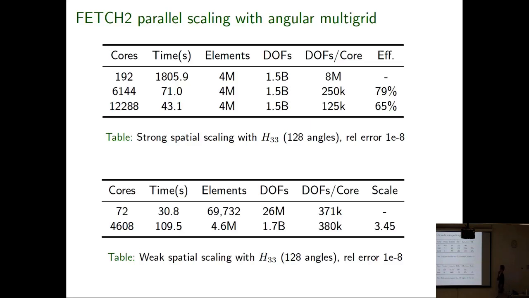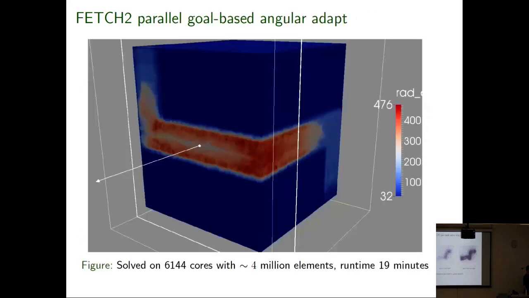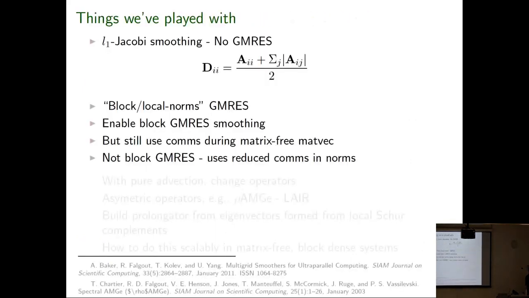Here's an angular multigrid strong scaling to about 12,000 cores. A bit of a small problem. There's only about 1 billion degrees of freedom. And we can weak scale okay for hyperbolic type problems. We can do spatial adapts, we can do angular adapts and load balance in parallel.